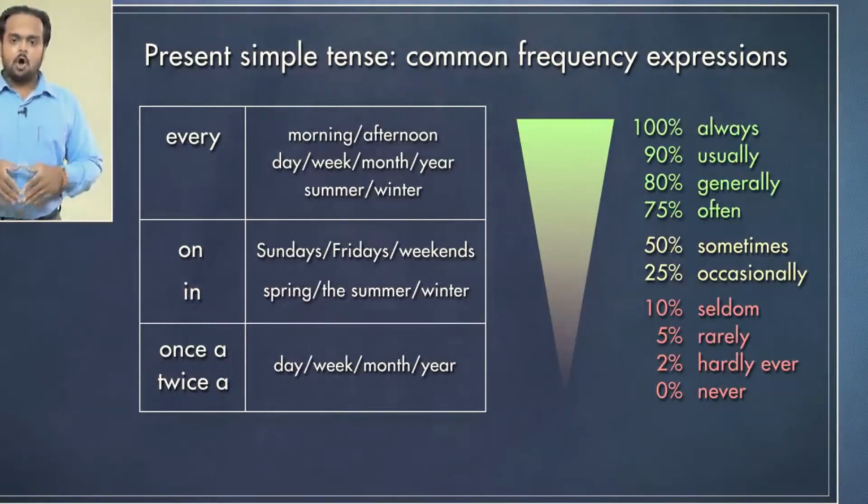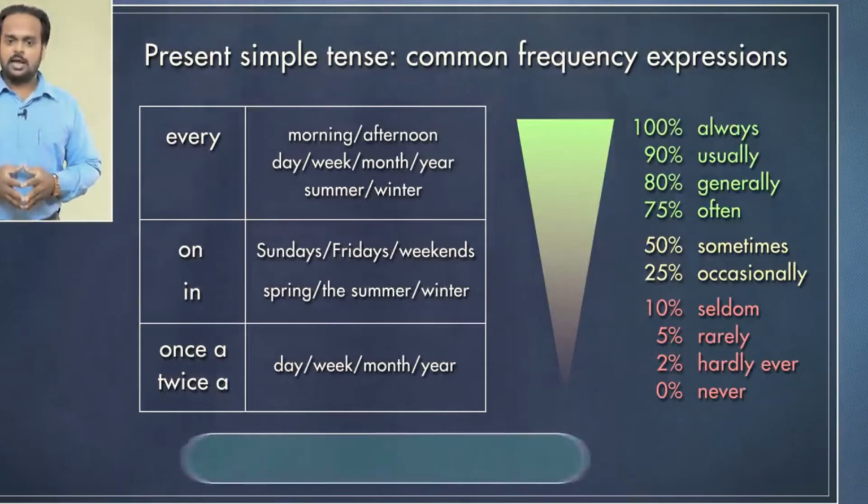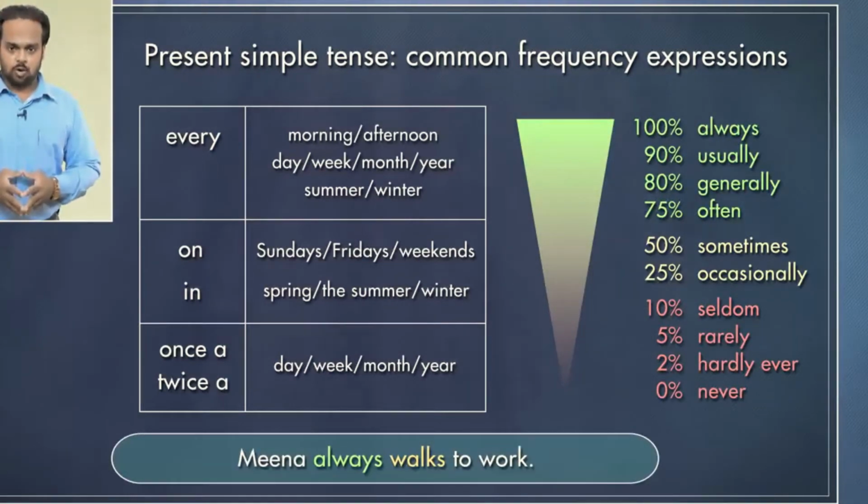If you do something all the time, that is 100% of the time, then you can use always. For example, Mina always walks to work. That means she never takes the bus or she never drives to work. But hey, there's another frequency adverb there, never. And that means that something happens 0% of the time. It does not happen at all. Then there are other adverbs in the middle.